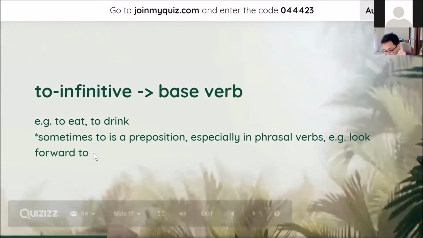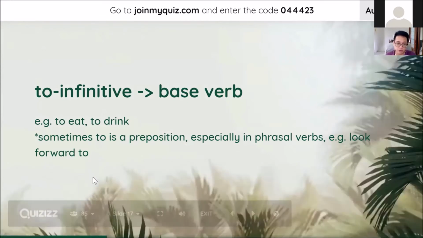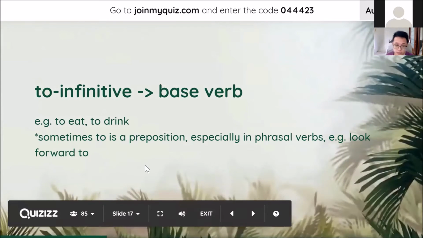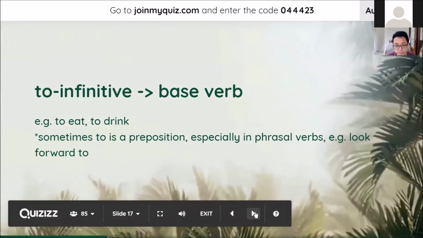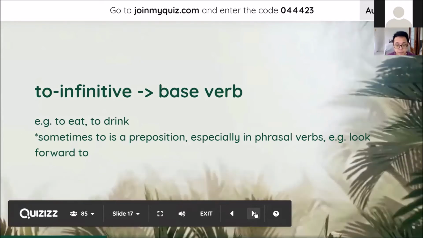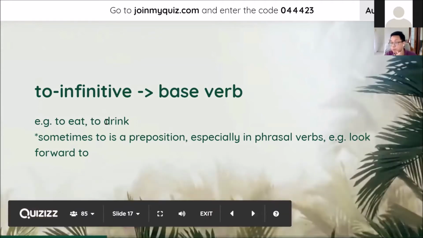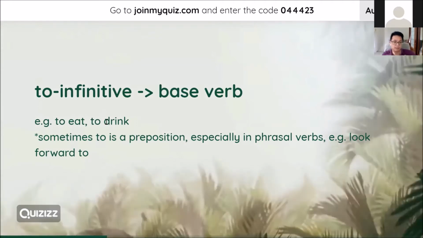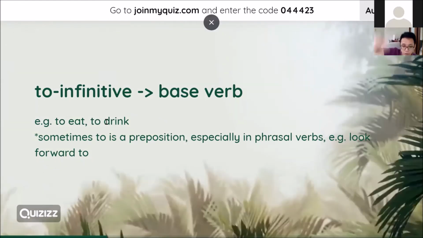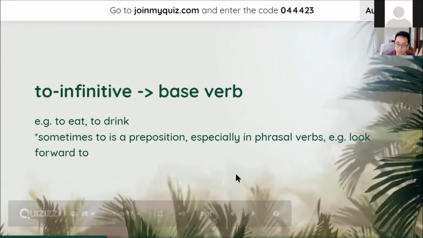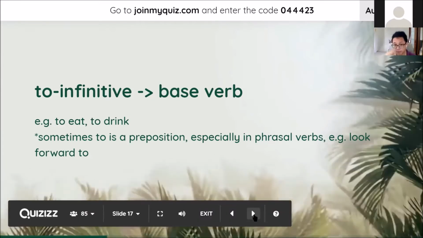But you need to be careful sometimes because to can be a preposition, especially in phrasal verbs. So I look forward to meeting you. I look forward to this meeting. I look forward to Japan. Sometimes 不是 to 后面一定是 base verb. Sometimes it can be a preposition also. 如果它是 preposition 后面名词。But most of the time, if you're not sure, you put a base verb.